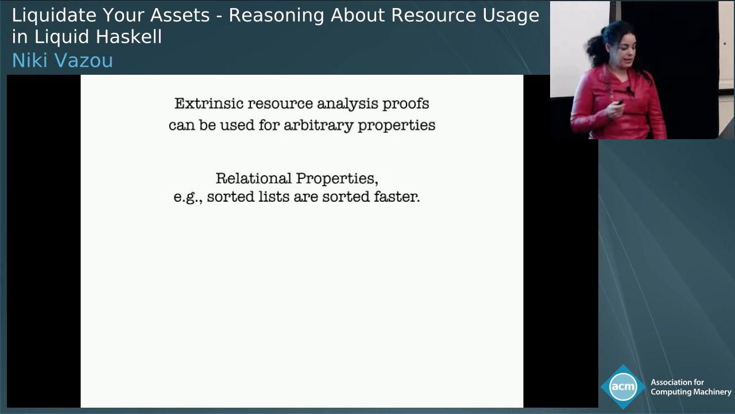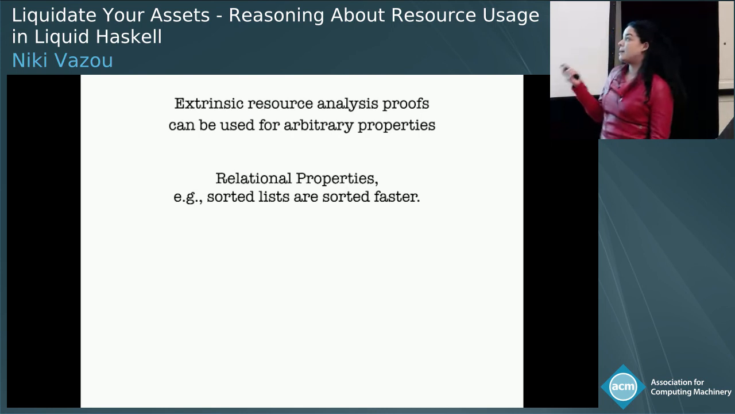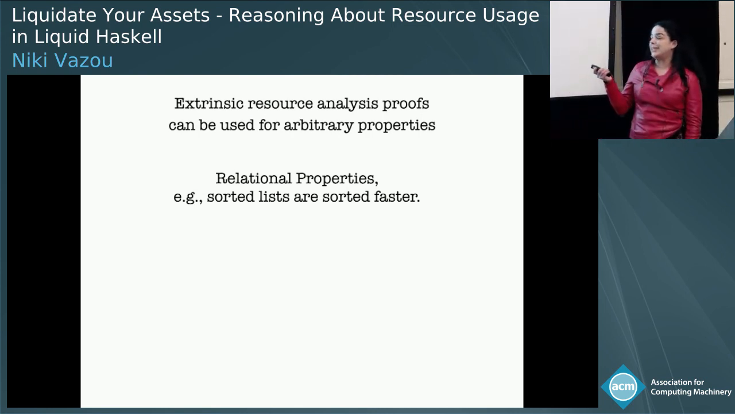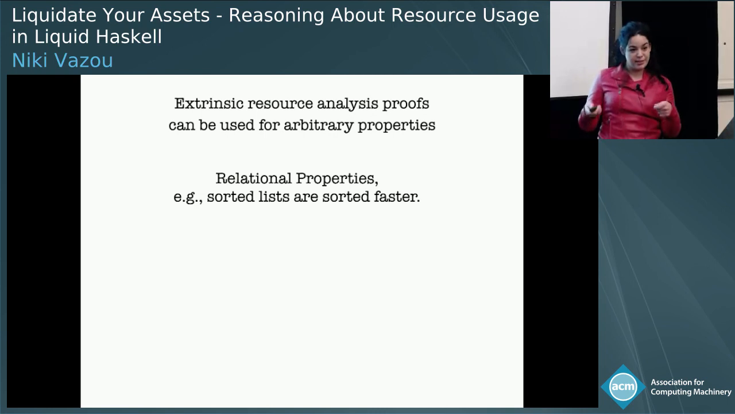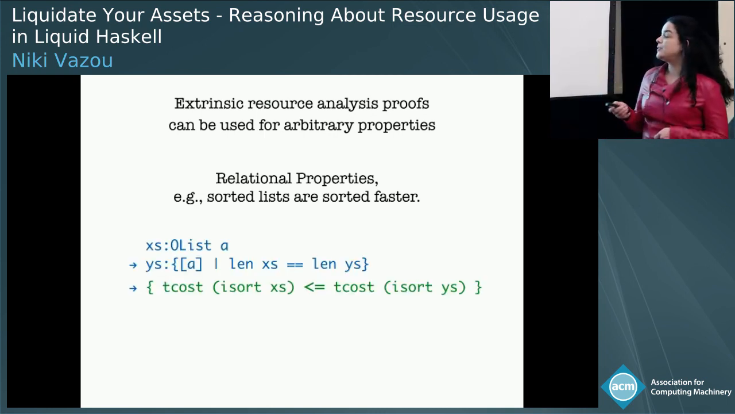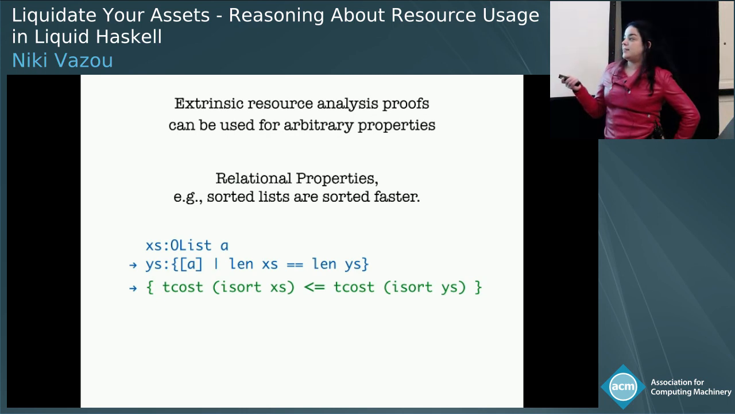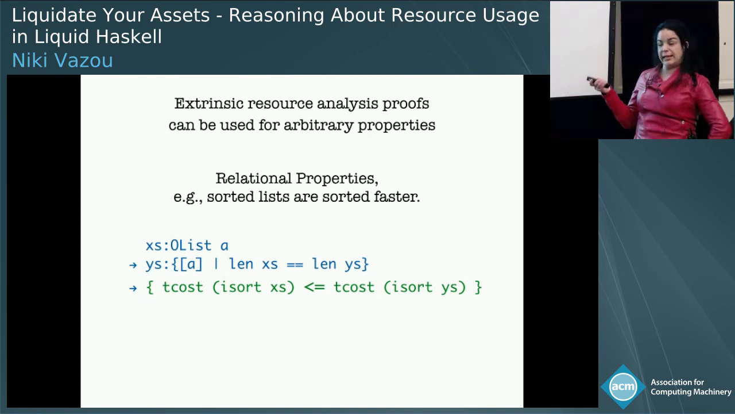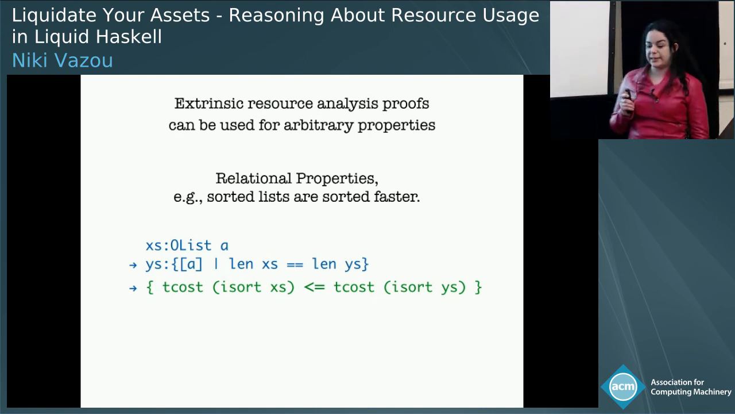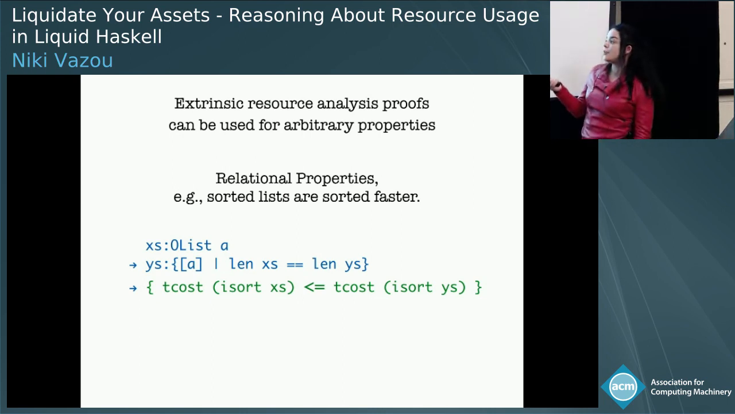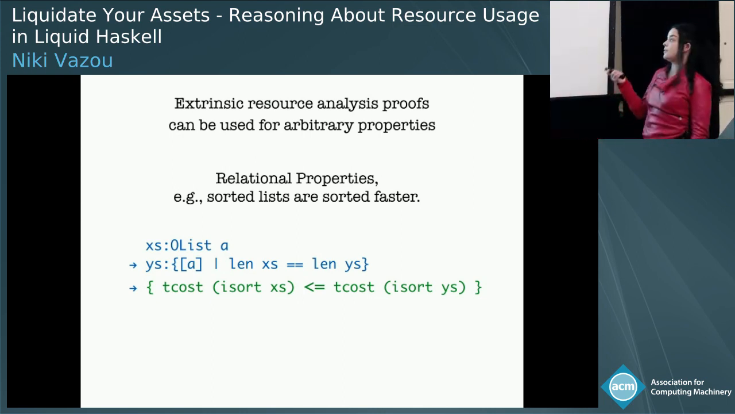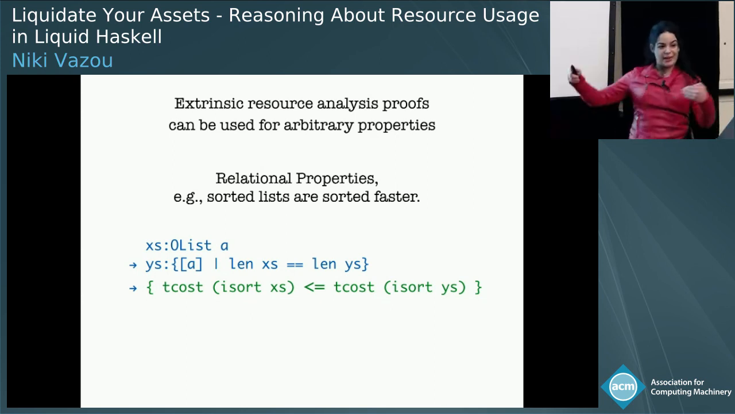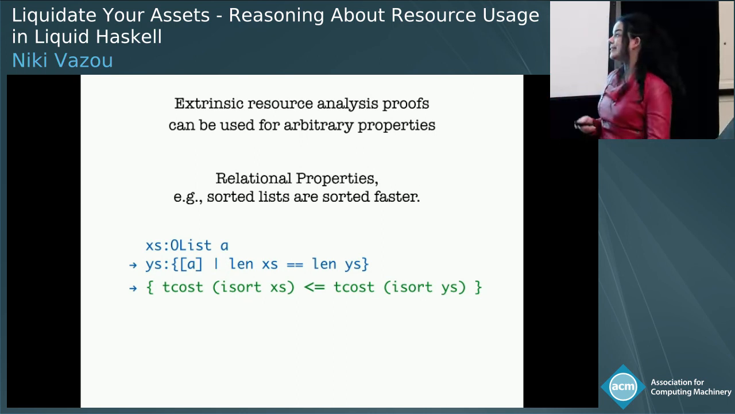So for example, in the paper, we have many relational properties. An example of this property says that sorted lists are always sorted faster than non-sorted lists. And this would look something like this. It says, give me as input a sorted list x's, give me a y's, that is a list whose length is equal to the length of x's. And then I'm going to prove that the cost of sorting x's is less than or equal to the cost of sorting y's, because x's is already sorted. And before we saw the complexity of sorting sorted lists.